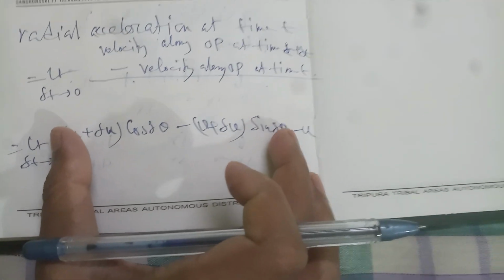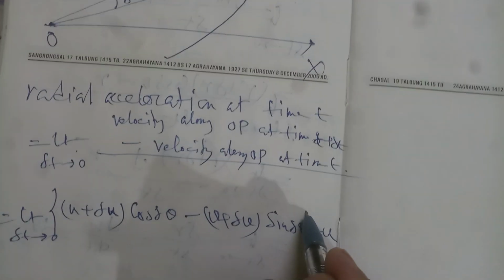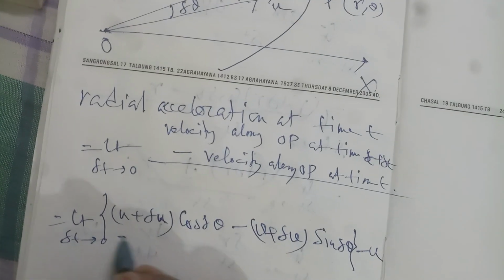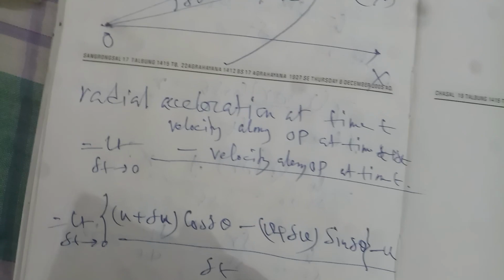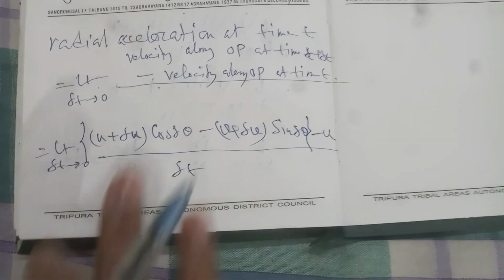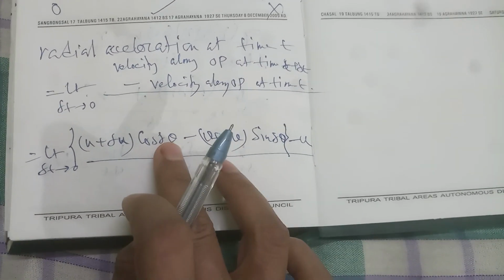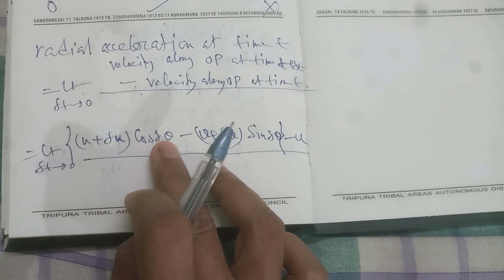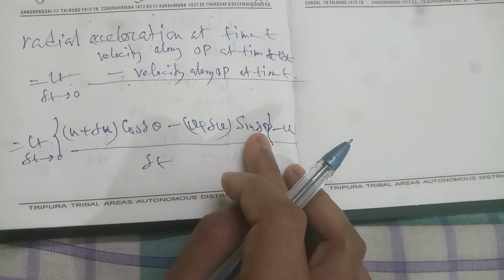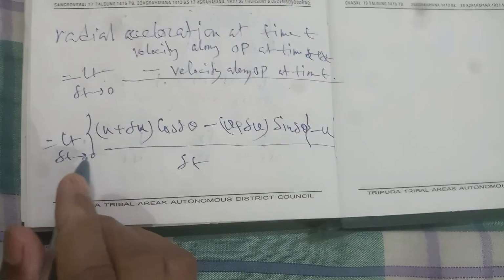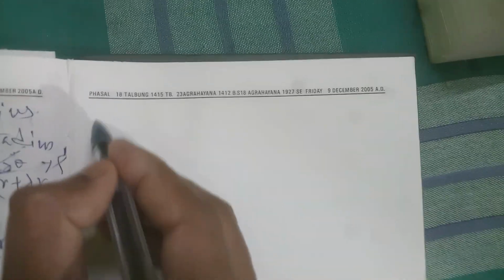So this part is the t plus delta t part. Let us put a bracket and divide the whole by delta t. Now delta t tends to 0, so delta theta will be very small. So cos delta theta becomes 1 and sin delta theta becomes delta theta. So let us write here.